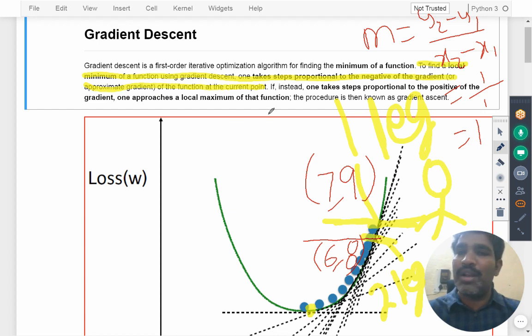To find a local minimum of a function using gradient descent, one takes steps proportional to the negative of the gradient of the function at the current point. So whatever value we have, the moment we get a positive value, we will not put our leg towards the height side. We will put it towards the decreasing side. That's what the negative means.